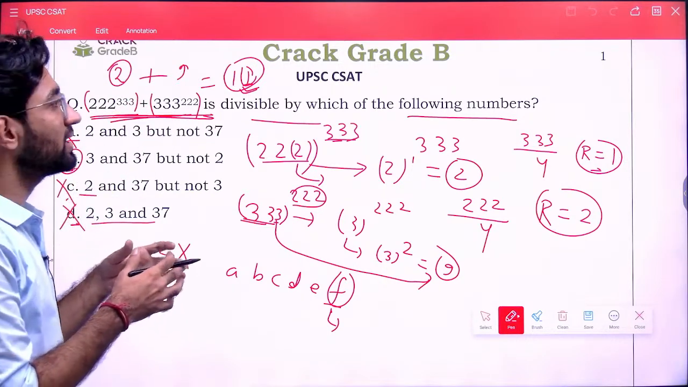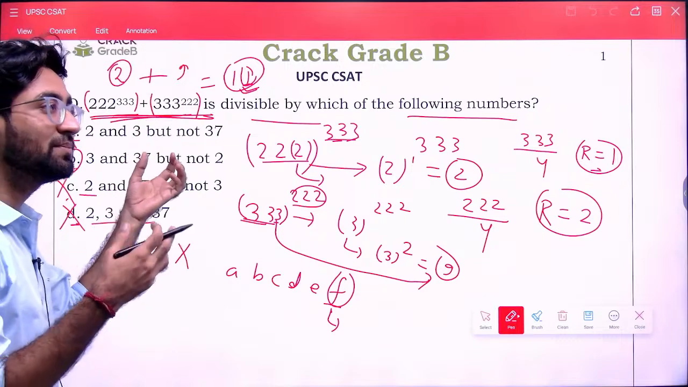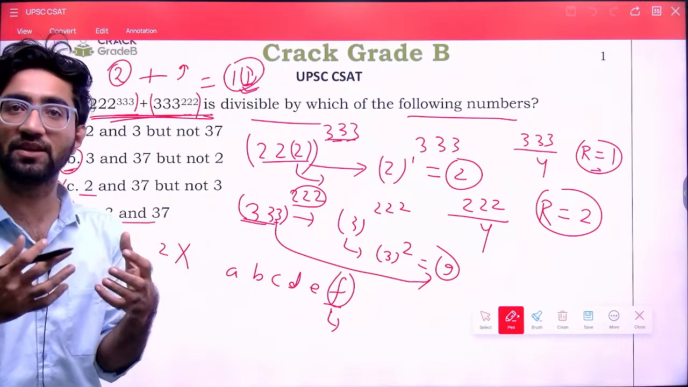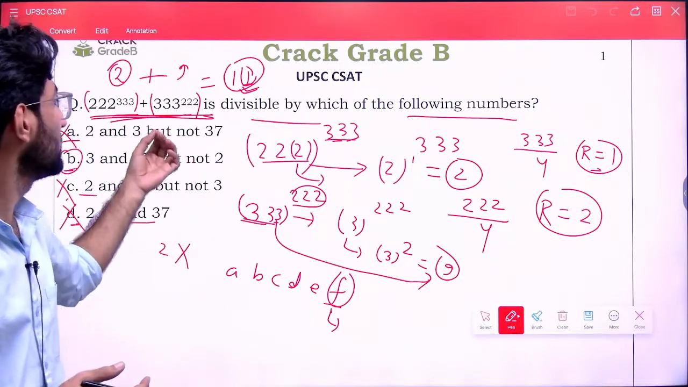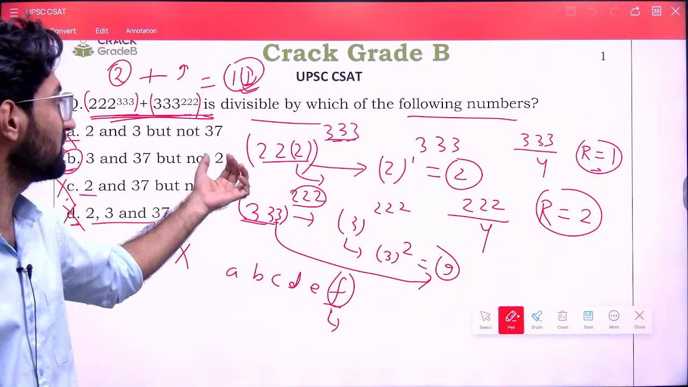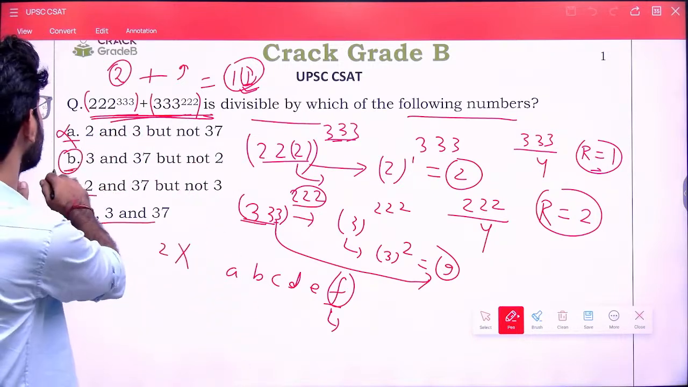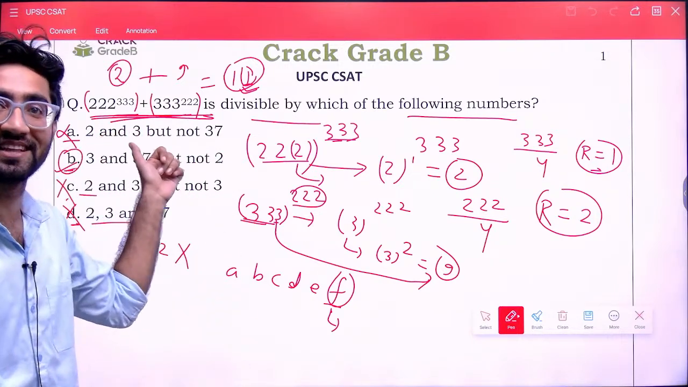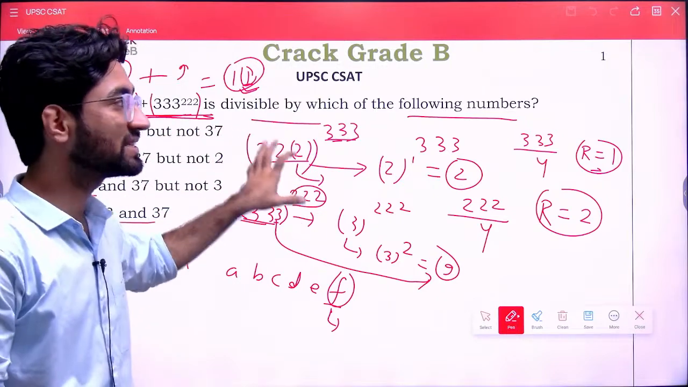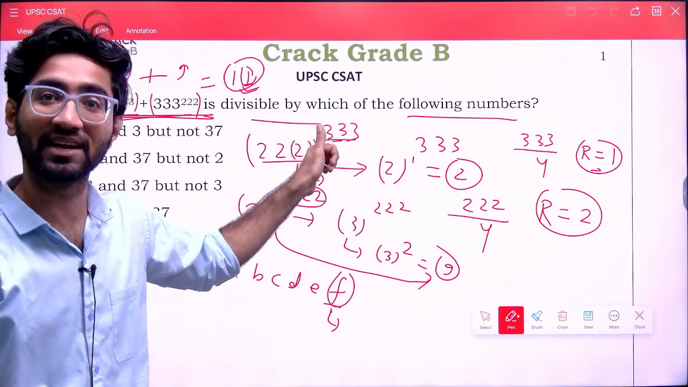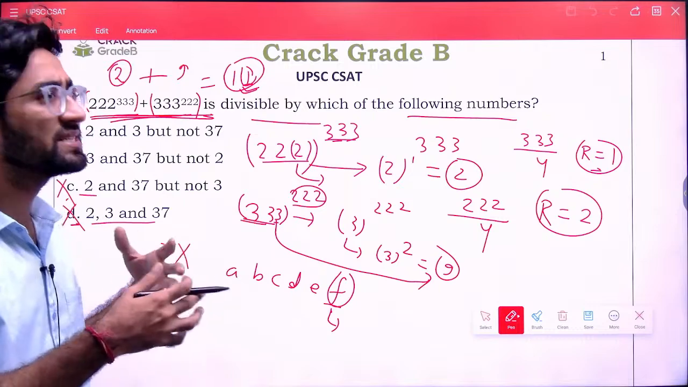So if you can observe the unit digit and eliminate a few options, we can easily find that the given number is divisible by 3 and 37 but not 2. So by eliminating options, we only have one option. That option is correct. So sometimes we can also apply this kind of approach to solve this kind of question, right?